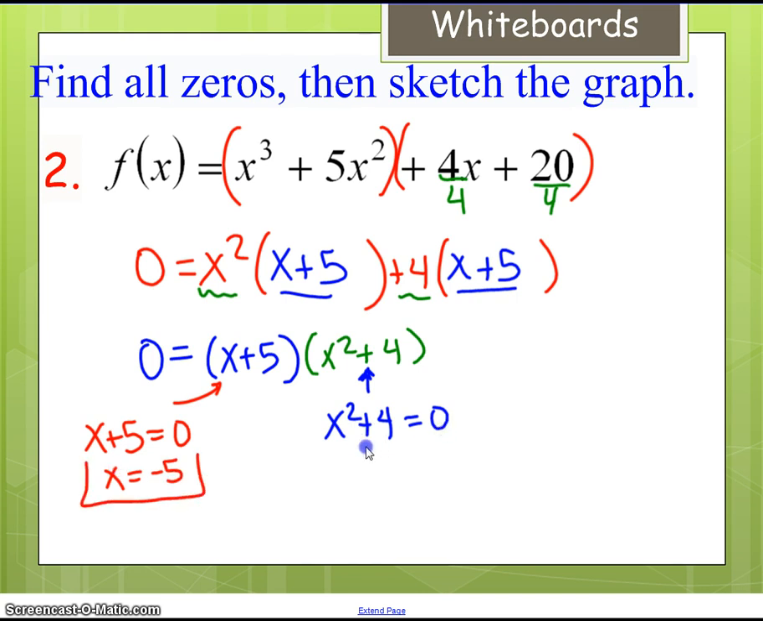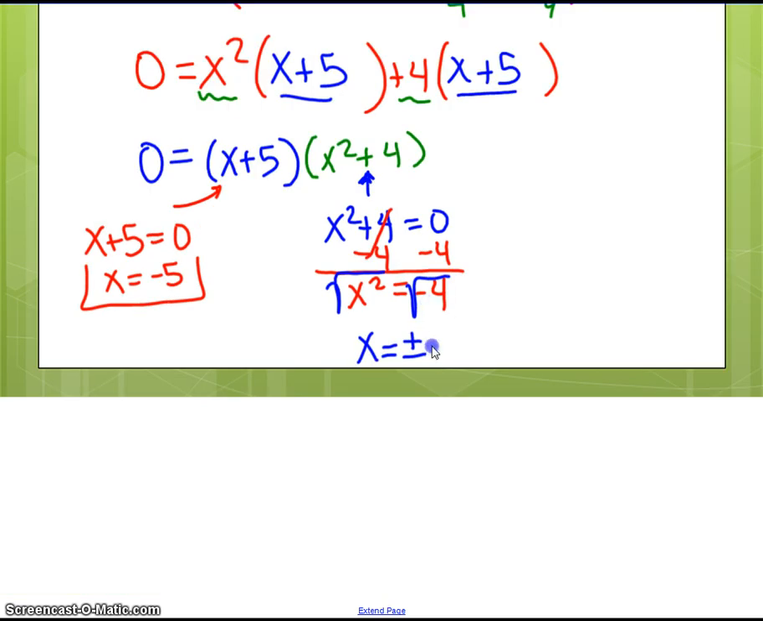For x squared plus 4, I'm going to have to subtract 4 from both sides. And then what do I do with the square? What do you guys think we do? We're going to square root it. When you take the square root, remember to always put plus and minus. Always. Every time you take the square root, you put plus or minus.